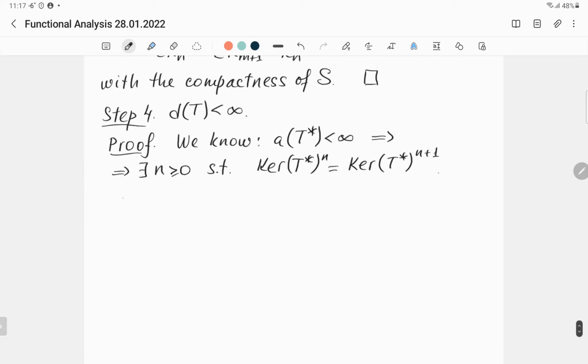Okay, now let's take the pre-annihilators of these subspaces. And we also use the obvious fact that the dual of T star to the power n is equal to the dual of T to the power n. So these two spaces are the same, and so their pre-annihilators are also the same. But the pre-annihilator of the dual operator is equal to the closure of the image of the operator. This is true for any bounded linear operator between normed spaces.